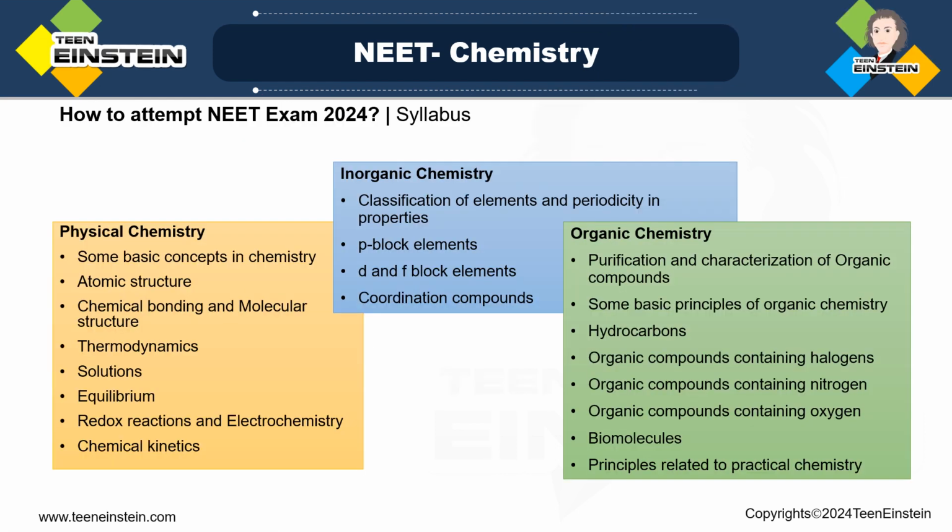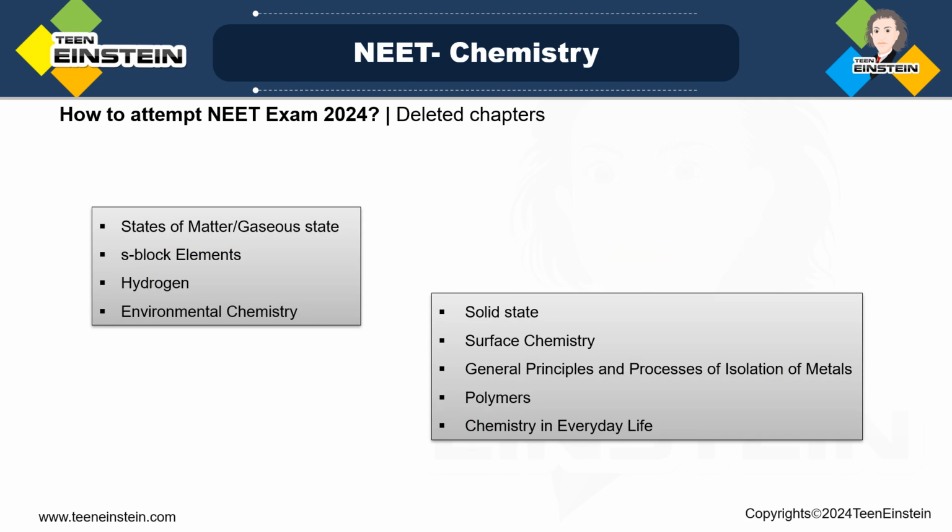Okay, so let's have a quick look at the syllabus. Our focus is mainly on the subject chemistry, and if we look at the syllabus for chemistry, there are three branches in total: physical chemistry, inorganic chemistry, and organic chemistry. So this is the syllabus. Before looking at the more important chapters, we will also see the deleted chapters. These chapters are not there; probably all of you know this, but I have mentioned it so that you are aware of this fact.